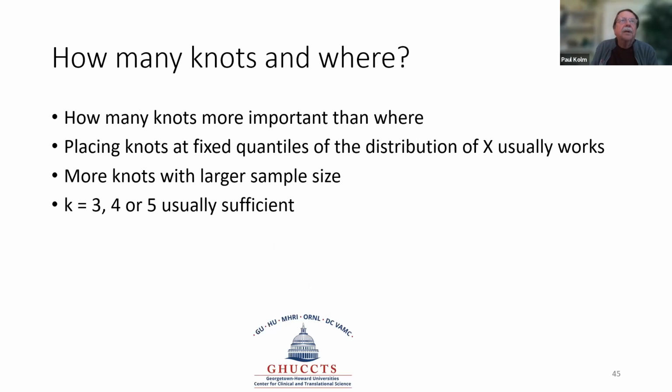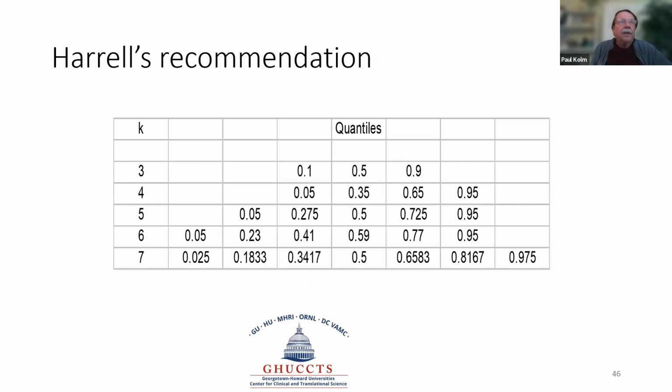But basically, this is the importance here when you do splines: how many knots is more important than where they are. Basically, I found that 3, 4, or 5 knots are most of the time sufficient for modeling a nonlinear function. And this is just if you use quantiles, so if you have 3 knots, those will be at the 10th, 50th, and 90th percentile of your distribution.